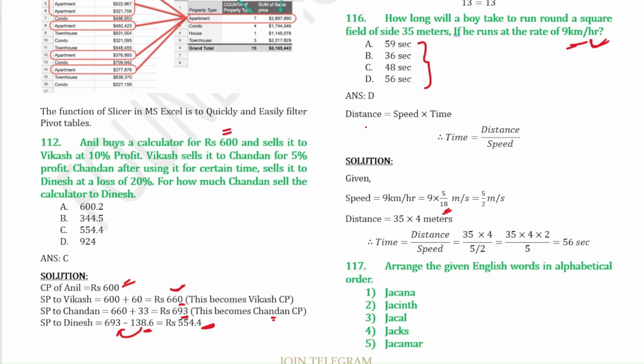And then this is a common formula. Distance is equal to speed into time. So this formula is very important. You put the values, okay, and then you will get the answer. And then they have mentioned that it is a square field, right? So a square has 4 sides, and one side is 35 meters. So that's why we're multiplying it by 4. So put the values and then you can solve and you'll get 56 seconds.